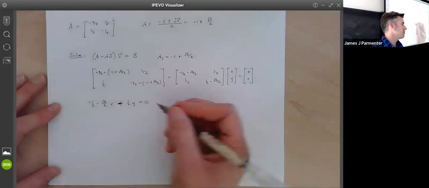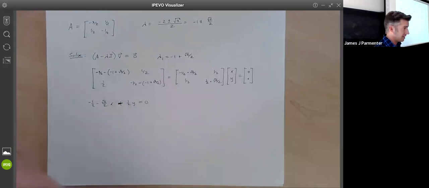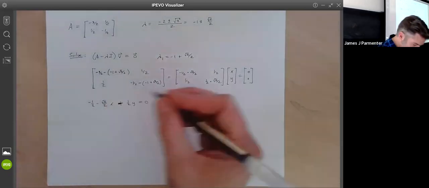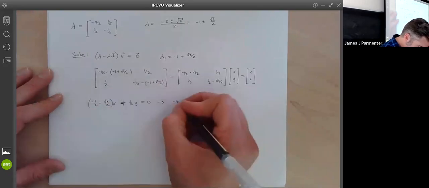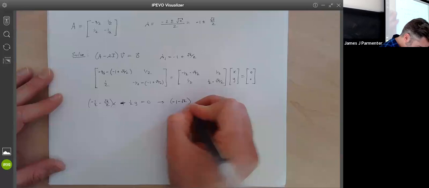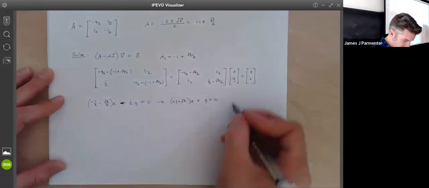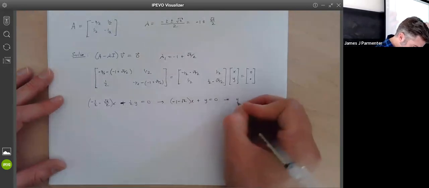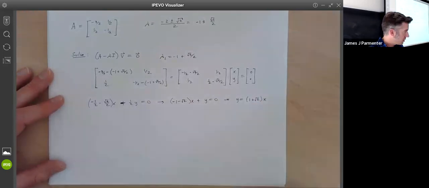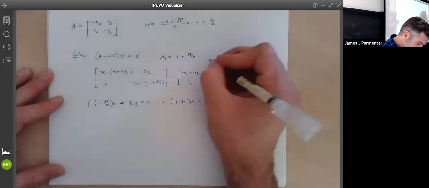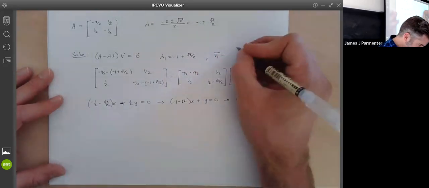Okay, really, let's not be silly about this. Let's multiply everything by 2 before I do anything else, right? That seems like a thing we could do that would make our lives better. So we multiply by 2 and get negative 1 minus root 2 times x plus y equal to 0. And then bringing this over to the other side, y equals 1 plus root 2 times x. So my eigenvector here is going to be x equal to 1, y equal to 1 plus root 2.